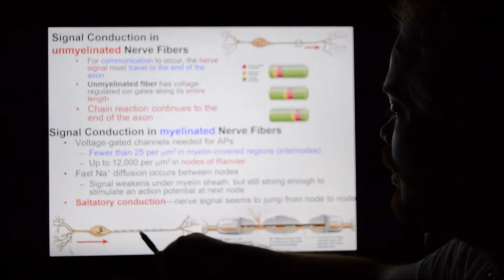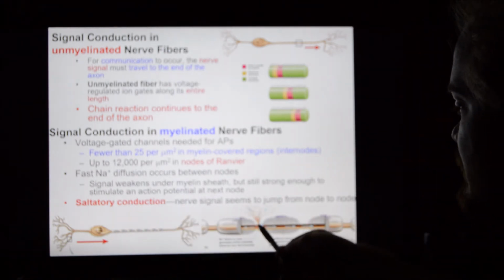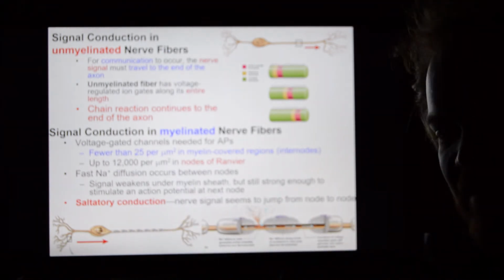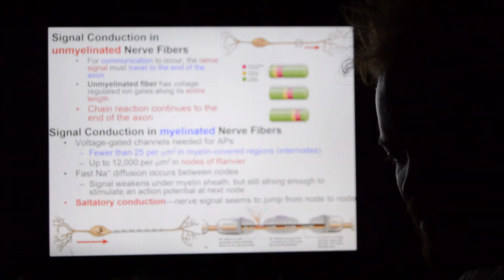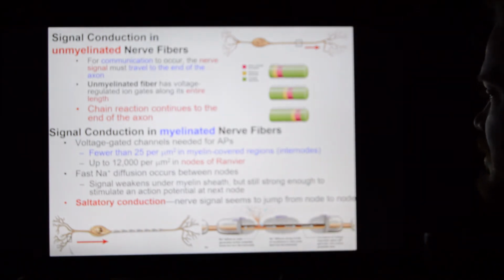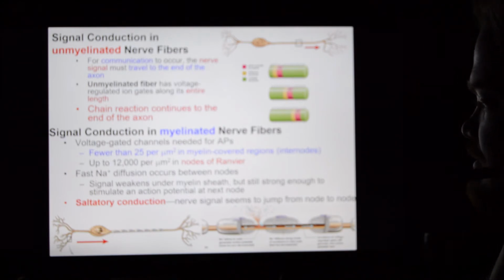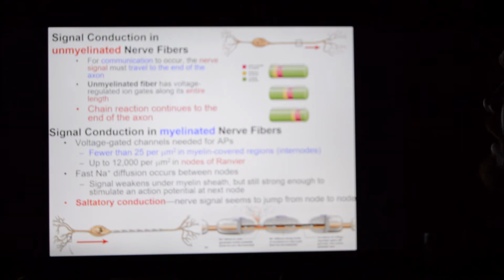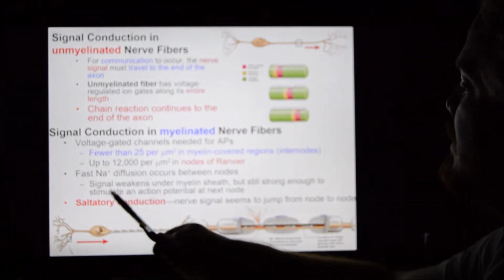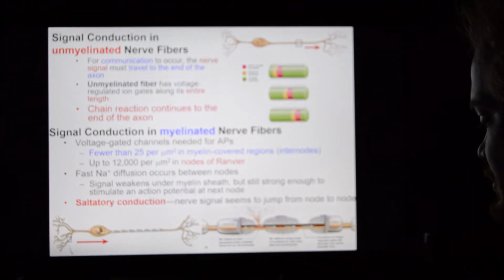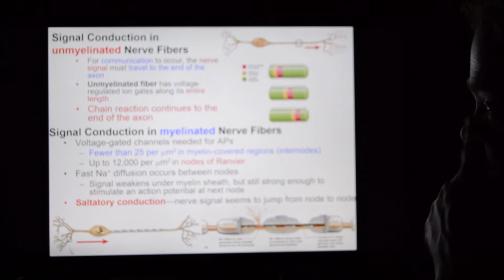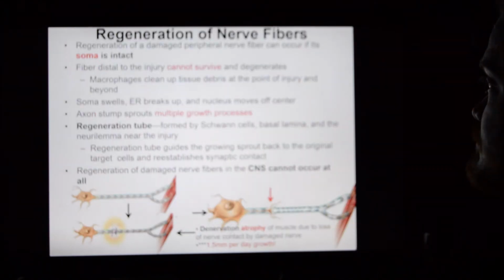It will skip all the area around the Schwann cells. It will jump from node to node, skipping everything in between, making the transmission speed really fast. All right, really, really fast. Again, you're skipping all the area underneath the Schwann cells, jumping from node to node. This is called, and you're going to see this again, saltatory conduction. Saltatory conduction, jumping from node of Ranvier to node of Ranvier.